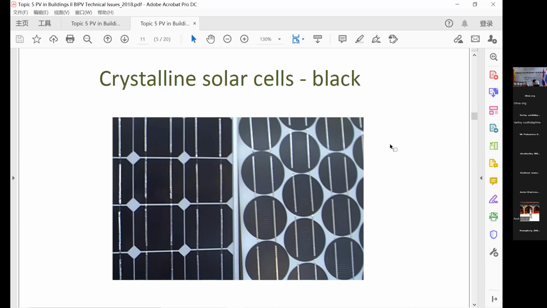So most of the time we will cut these circles of monocrystalline silicon into close to square, like the one on the left, so that more area can be used to absorb light for power generation. So the right one is the old design. Most of the new designs for monocrystalline silicon solar cells are like this one.